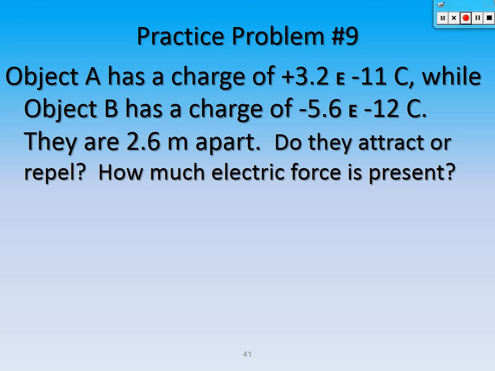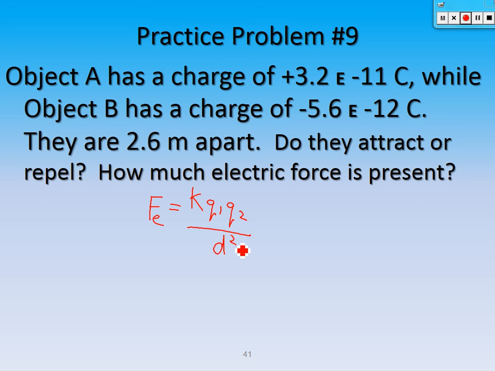So we should be familiar with using the equation. So let's try using it. Okay? Practice problem number 9. We're going to use Coulomb's law to solve this problem. So the first thing that we're going to do is write down Coulomb's law. F sub E is equal to K times Q1 times Q2 all over D squared. Now let's read it and then plug in to our variables here. Object A has a charge of plus 3.2 times 10 to the minus 11th coulombs, while object B has a charge of minus 5.6 times 10 to the minus 12 coulombs. They are 2.6 meters apart. Do they attract or repel? And how much electric force is present?